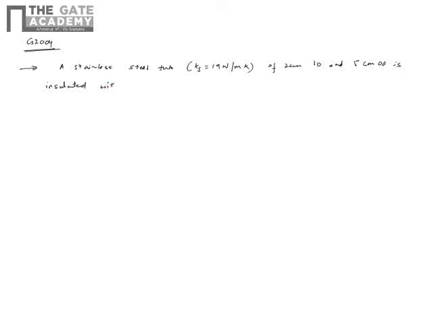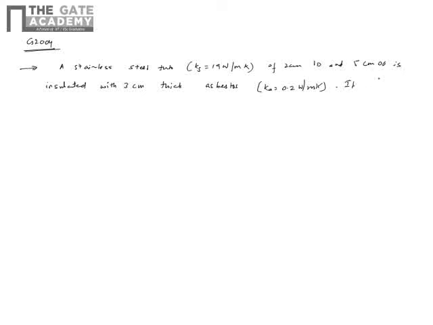Let's discuss a question from GATE 2004. So what is given? A stainless steel tube of thermal conductivity 19 watt per meter Kelvin, of 2 centimeter ID and 5 centimeter OD, is insulated with 3 centimeter thick asbestos, where the thermal conductivity is 0.2 watt per meter Kelvin.